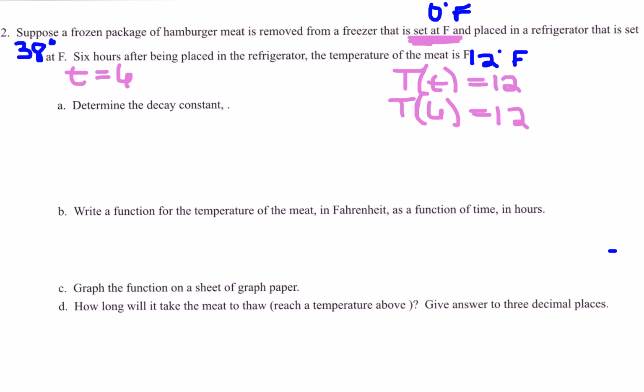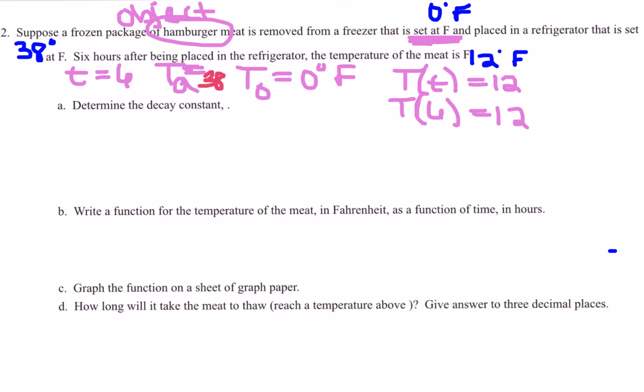And that also means that a few other things are going on here. You still need T_A, which is your ambient temperature, and you need T naught, which is the temperature of the original object. The object in question is the hamburger meat. It's starting with a temperature of 0 degrees Fahrenheit because it came out of the freezer. And it probably is exactly the temperature of the freezer because it's been staying in there for a while. And then your ambient temperature is the temperature of the fridge, which is the new environment, and that is 38 degrees Fahrenheit. Okay, so this is what everything means inside the formula. And they want you to determine the decay constant.